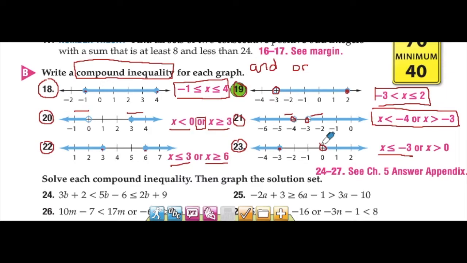Open circle at 0, arrow to the right, is x is greater than 0. Just make sure you really understand what those graphs look like and how to write the compound inequality.